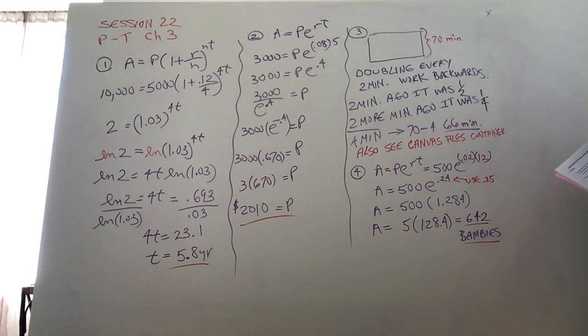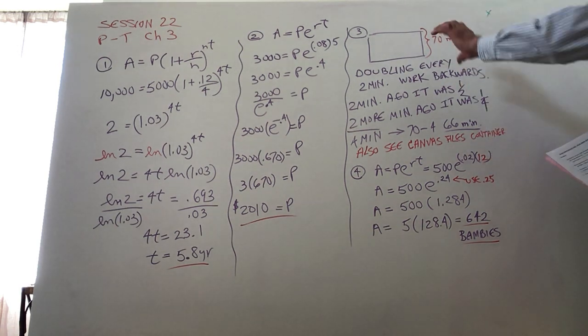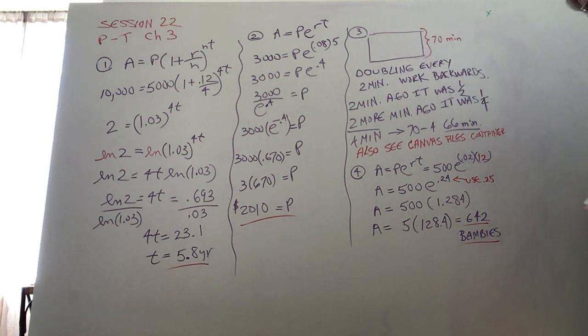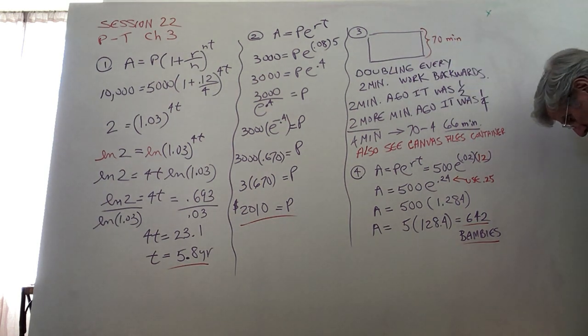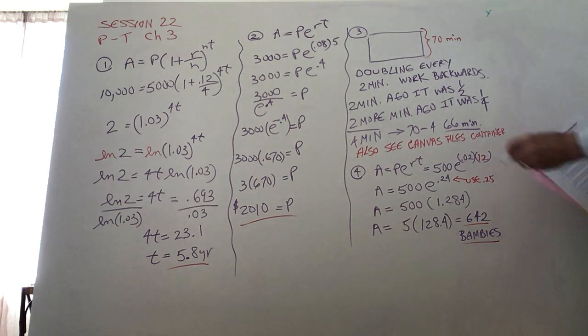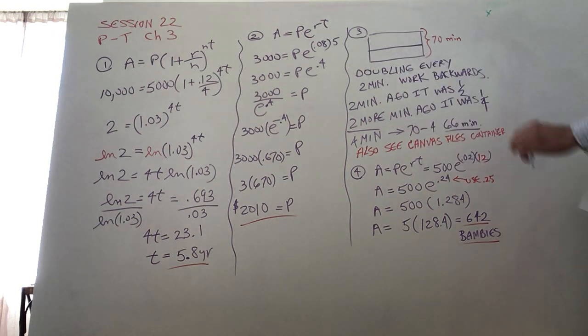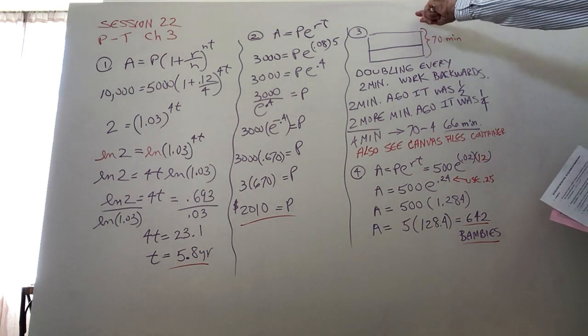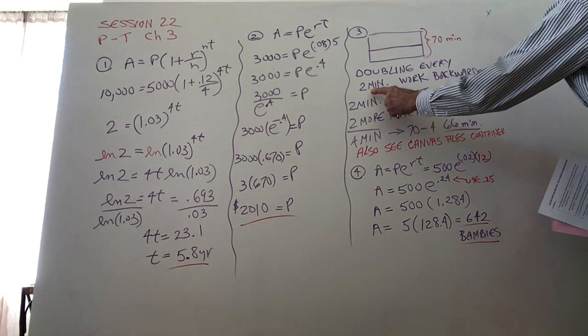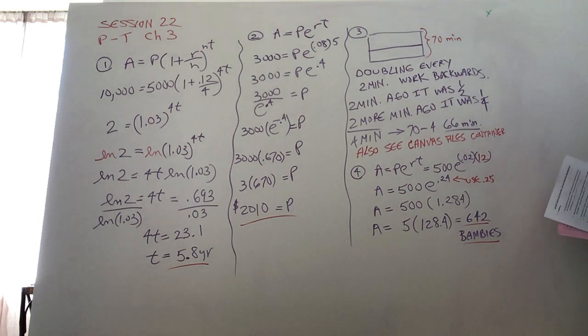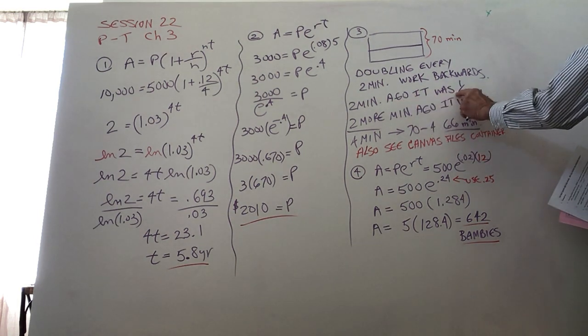If it's doubling every 2 minutes, in 70 minutes it's full. So doubling means that what happened 2 minutes ago? Well, 2 minutes ago it was right here. 2 minutes ago it was half full, wasn't it? 2 minutes ago, half full, and then the next 2 minutes, it's completely full. So working backwards, 2 minutes before, 2 minutes ago, it was half full.